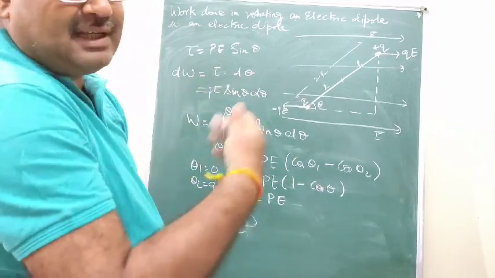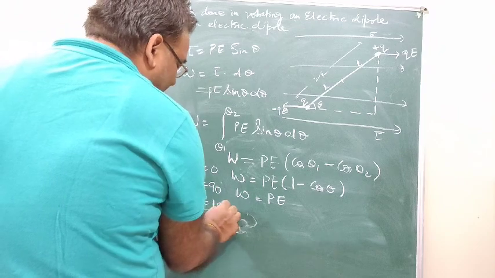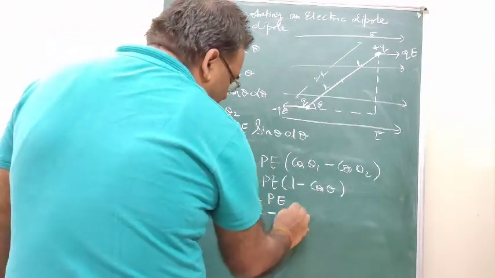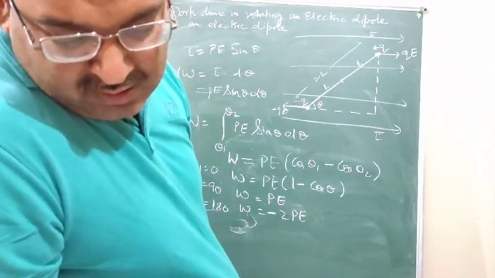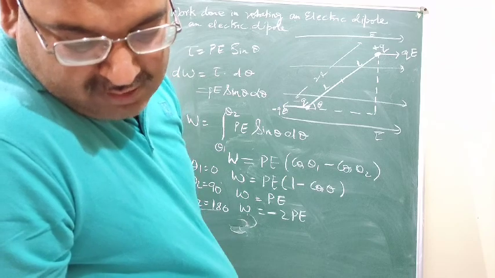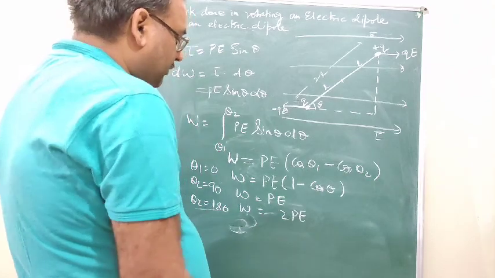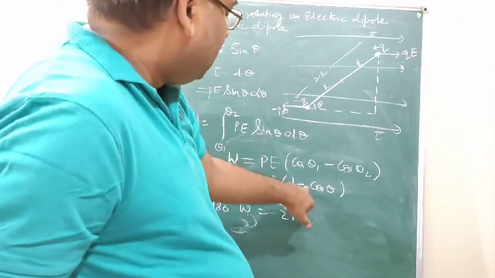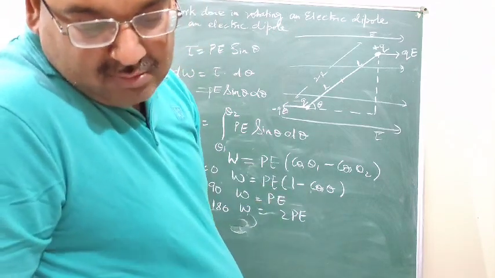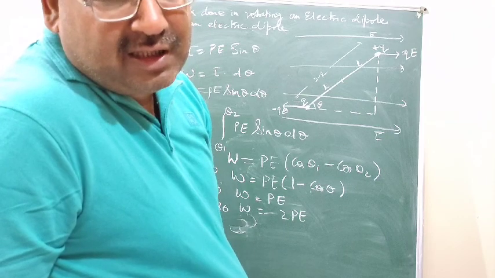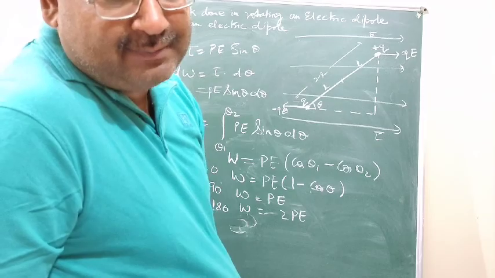And if the dipole rotates by an angle 180 degrees, if theta 2 becomes 180 degrees, then cos 180 is minus 1, so 1 minus (minus 1) is 1 plus 1, so W will become equal to 2PE. So that is the maximum amount of work that will be done when we rotate the dipole completely by an angle of 180 degrees. Okay.